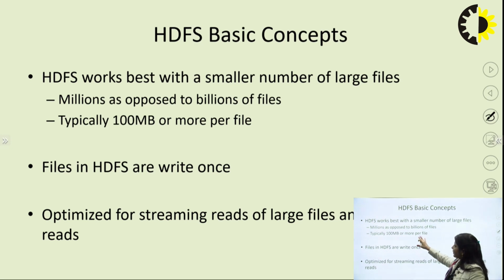The basic concept is that HDFS works best with a smaller number of large files, millions as opposed to billions of files, and typically 100 MB or more per file. So we divide the data into a number of blocks, and the block size can be 100 MB or more. Files in the Hadoop system are write once and optimized for streaming reads of large files and not random reads. So we will accept the request if anyone wants to read data that is already written.